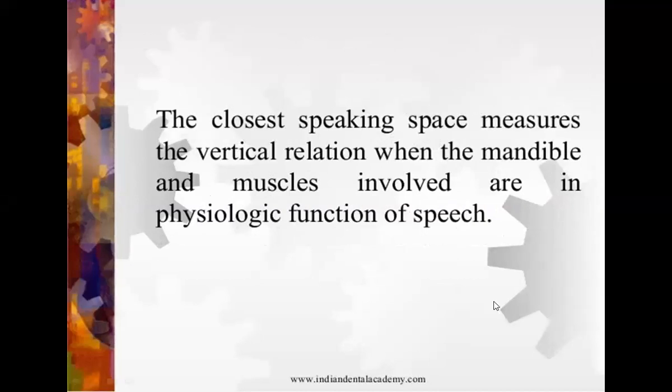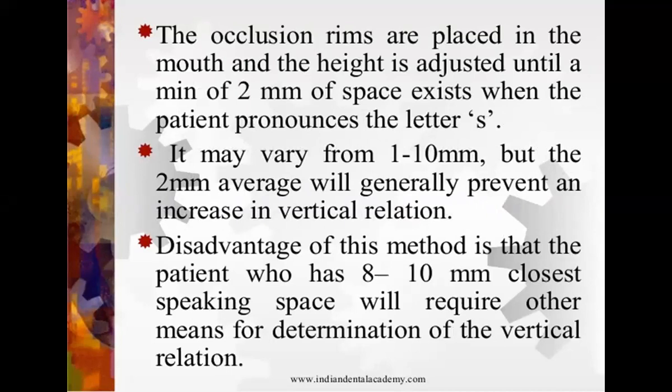So how come this is different from your freeway space? The occlusal rims are placed in patient's mouth and the height is adjusted until a minimum of 2 millimeter of space exists when the patient is pronouncing the letter S. आपने दोनों रिम पेशेंट के मुंह में डाले हैं, लेकिन ये इतना इफेक्टिव नहीं होता क्योंकि रिम्स थोड़े मोटे होते हैं दांतों से, इसलिए पेशेंट इज नॉट बी एबल टू pronounce a clear S.